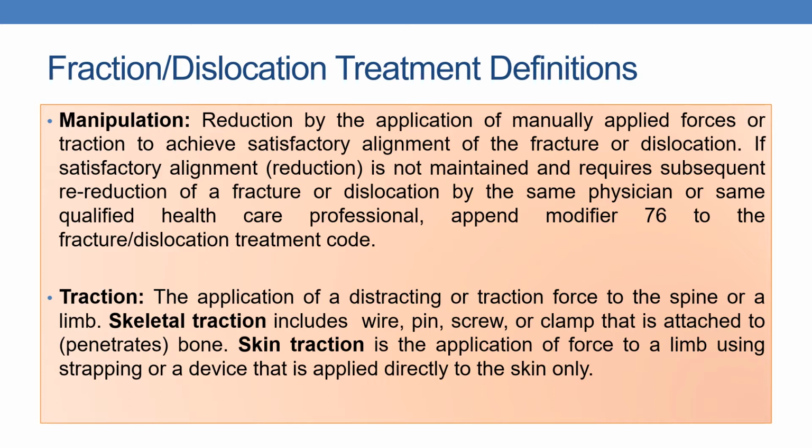Coming to traction, the application of distracting or traction force to the spine or a limb. Skeletal traction includes wire, pin, screw or clamp that is attached to bone. Skin traction is the application of force to a limb using strapping or a device that is applied directly to the skin only. So in traction there are two types, skeletal traction and skin traction.